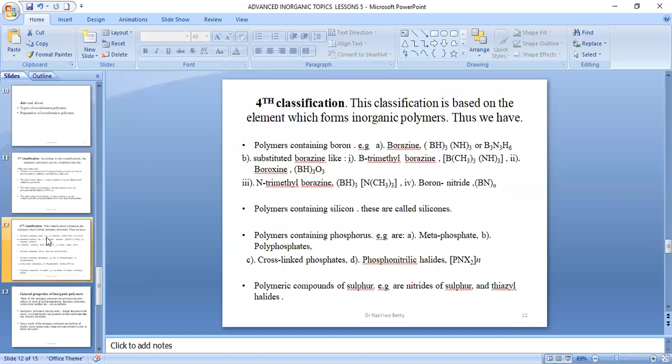Another classification is based on the element which forms the inorganic polymer. Here we have the polymers containing boron, for example the borazine, which will be in the second lesson. Polymers containing silicon, and polymers containing phosphorus, the polyphosphate and metaphosphate, and the others.